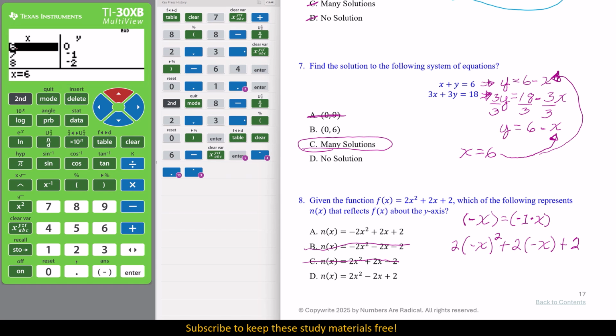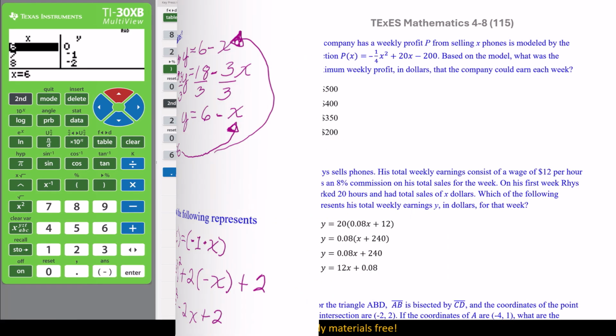Now we come back and finish out. Well, what we have is negative x times negative x, or negative x squared, is simply x squared. Well, that eliminates A. Well, let's finish this. If we take 2 times negative x, that actually becomes negative 2x and then plus the 2. So that verifies option D.